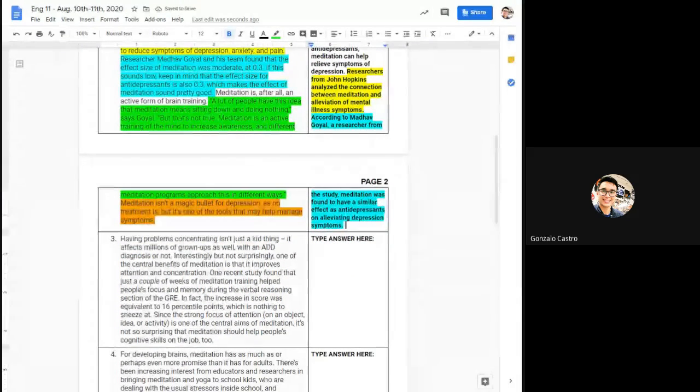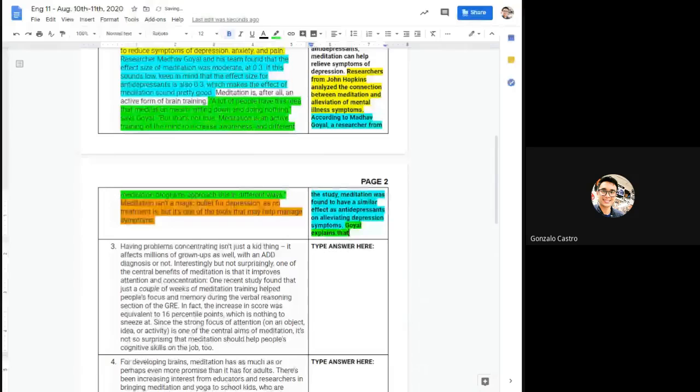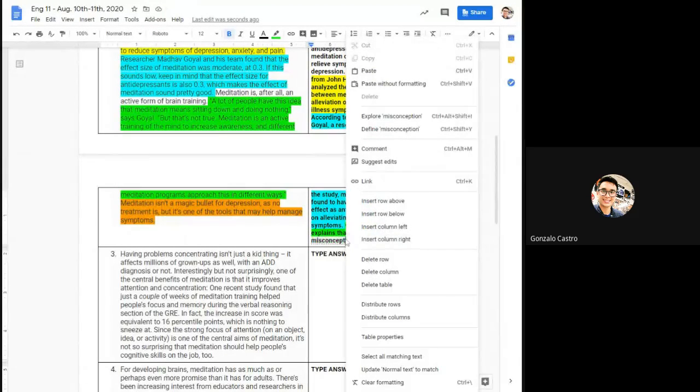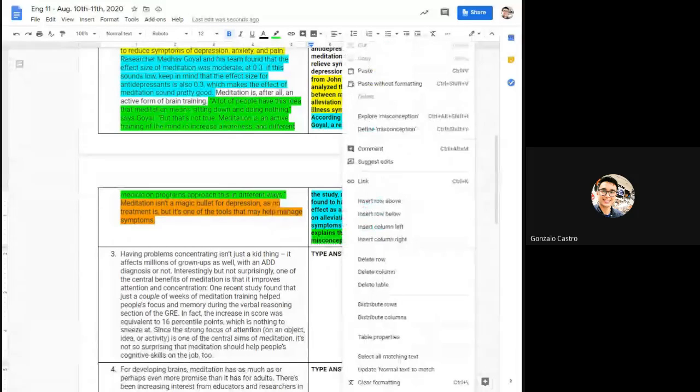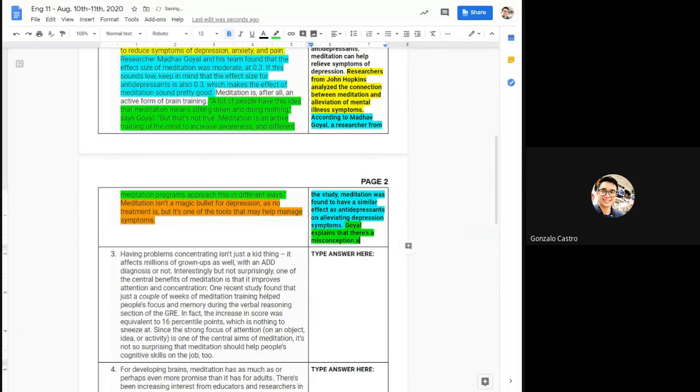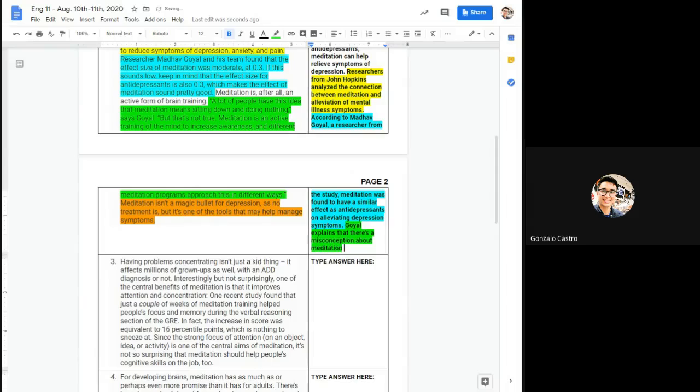That sentence was about how there's this misconception about meditation. People have this wrong idea that you're sitting down and doing nothing, but that's not really meditation. So Goyal explains that there's a misconception. Misconception simply means wrong idea. There's a misconception. I'm not sure it's being highlighted. Explains that there's a misconception about meditation.